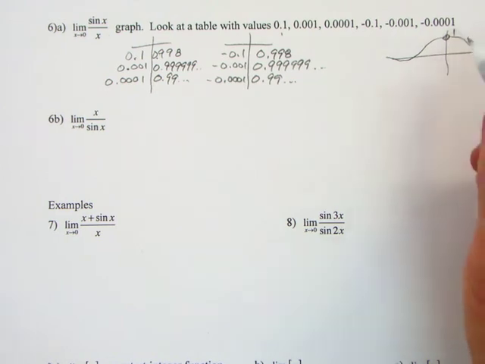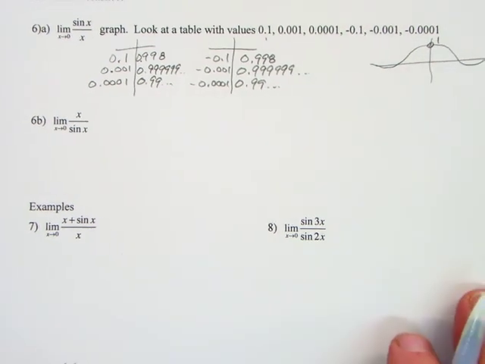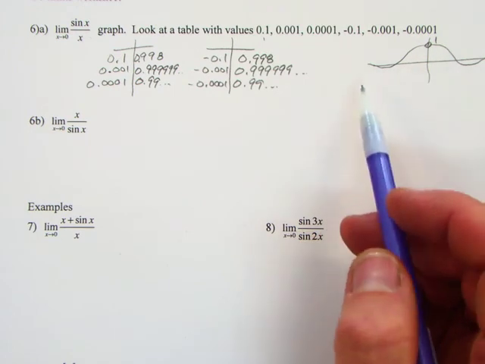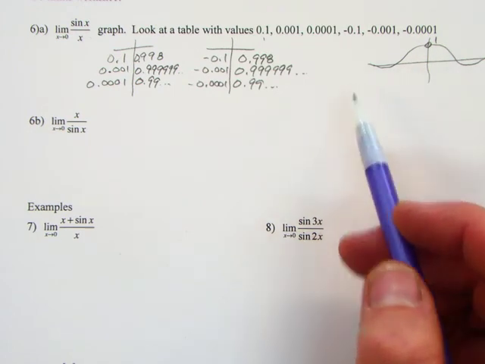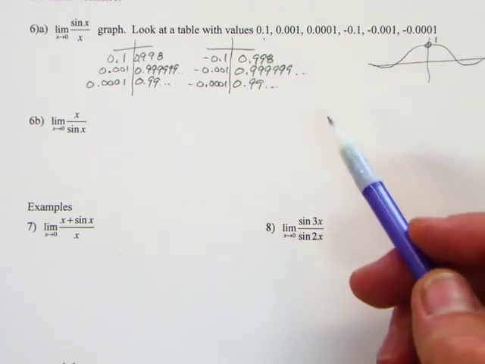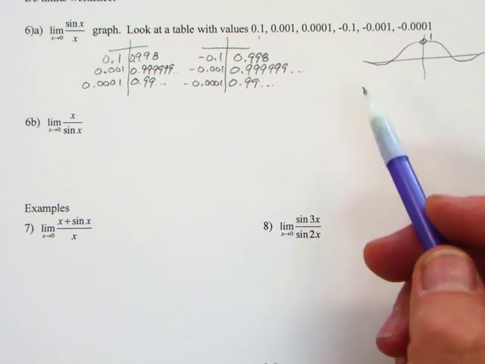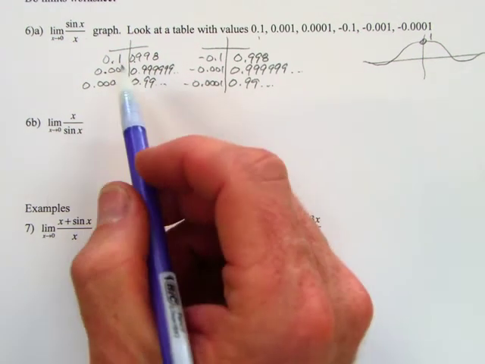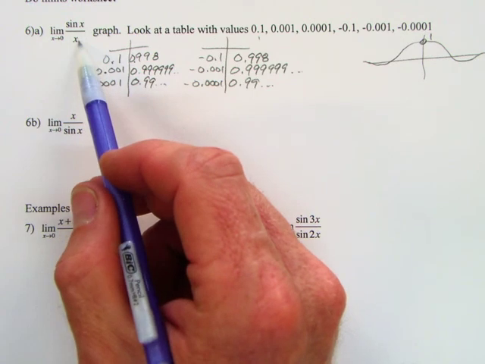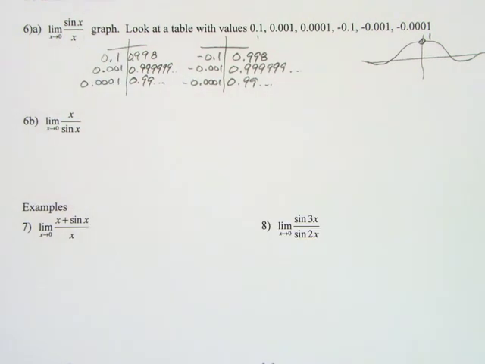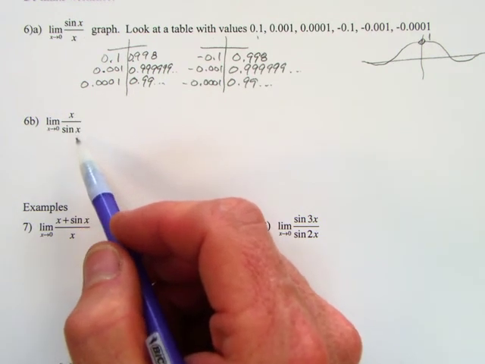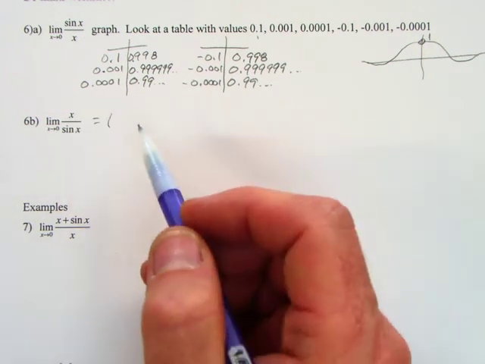That value is 1. Now, this is not a proof. This is looking at specific numbers, a graph, and it seems to be 1. It turns out it is 1, and we can prove it. It requires a little bit more knowledge than we have right at this moment, but we'll get to that soon. Well, if the ratio of sine x over x is going to 1 as x goes to 0, what do you think the ratio of x over sine x is going to go to? That will also be 1.